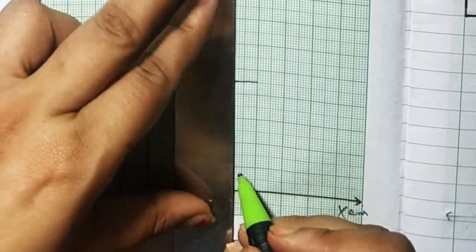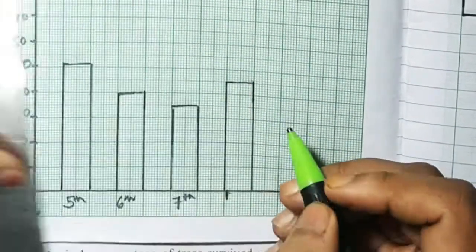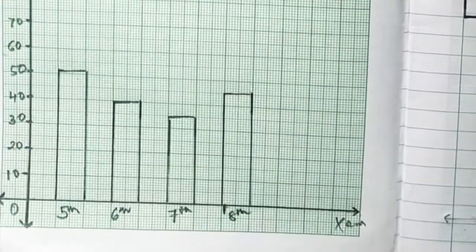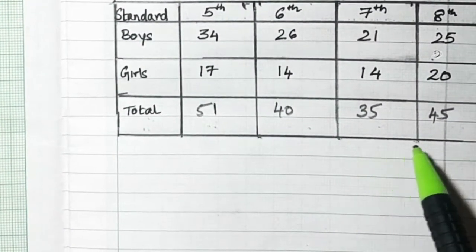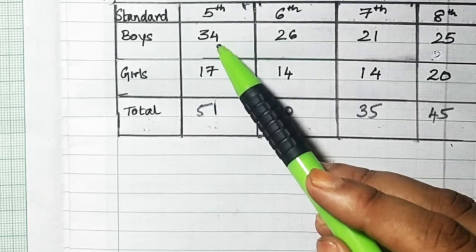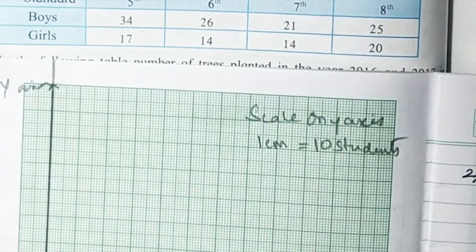Alright, so we've done the totals now. See, 51, 40, 35, 45. Now we have to divide. For the 5th we have 34 and 17, you can see in the textbook also. So 34 are boys and 17 girls.